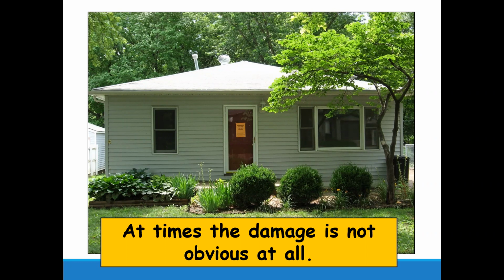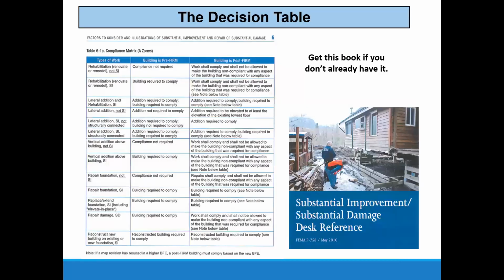And so we do have a post-flood responsibility class coming up, which I, of course, highly recommend that you come and attend. And so I mentioned the desk reference for substantial improvements and damage. And then this decision tree is really helpful. I use it all the time in these types of cases when people ask me questions. So it has a couple of columns. So the building is pre-firm or post-firm. And then on the left side, what type of work it is and whether or not it's a substantial improvement. And then it tells you what kind of compliance is needed.